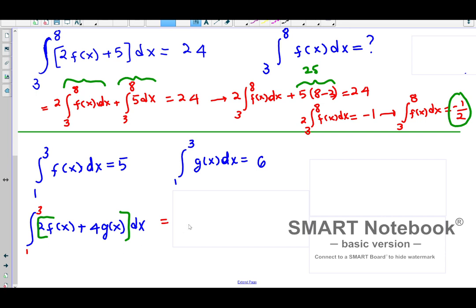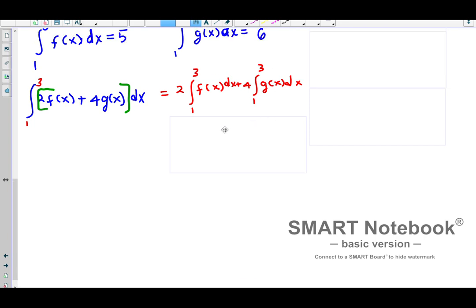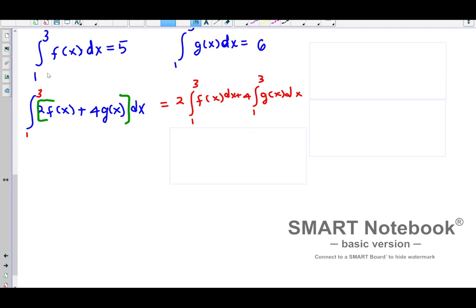So hopefully you're coming back to check your answer. First, distribute your integral sign over the first term plus over the second term. In each case, you can factor out the constant multiple. So you will have 2 times the integral of f of x dx from 1 to 3 plus 4 times the integral of g of x dx from 1 to 3. We are given the values: the integral of f of x from 1 to 3 was 5, so you can put a 5 over here, and the integral of g of x from 1 to 3 was 6, so you can put a 6 over here.